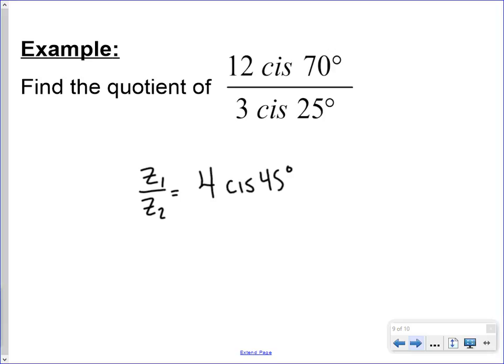4 KISS 45? That'd be 4 times the square root of 2 over 2 plus i times square root of 2 over 2. I'm doing cosine and sine of 45. And then distribute my 4, I'd get 2 square root 2 plus 2 square root 2 i.